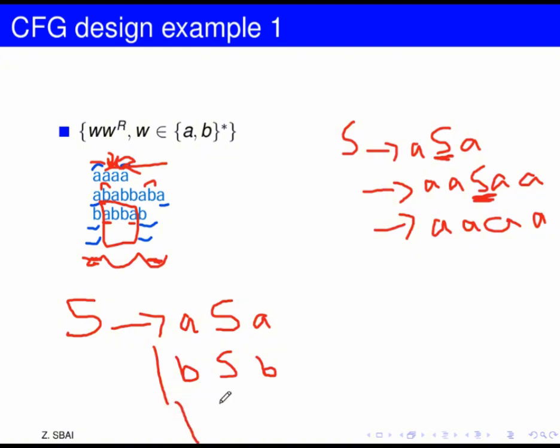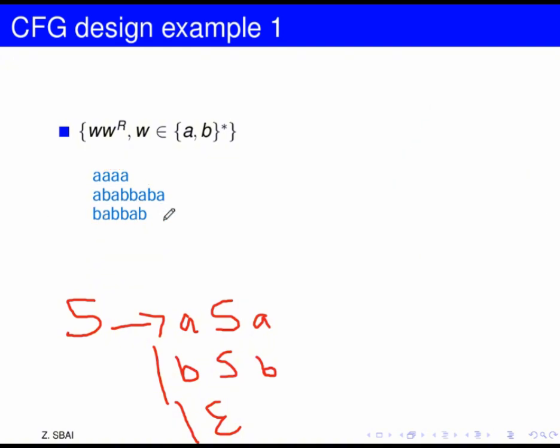So we can add the rule here, S produces epsilon, to this grammar, and we can prove that this grammar works for all the strings. We can generate all the strings of the form W W R. Let's take this example, okay? To prove that this is a correct string, we have to prove that it can be generated by this grammar. Let's try to prove this by drawing a parse tree for the string.